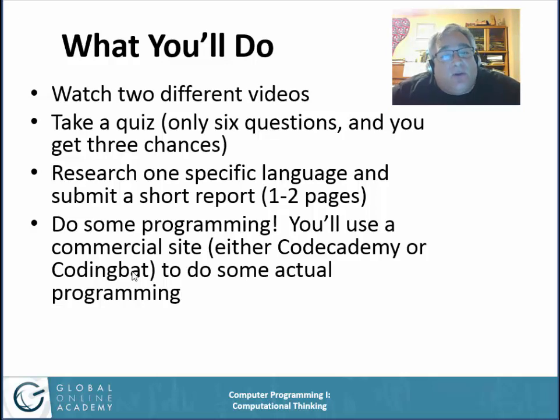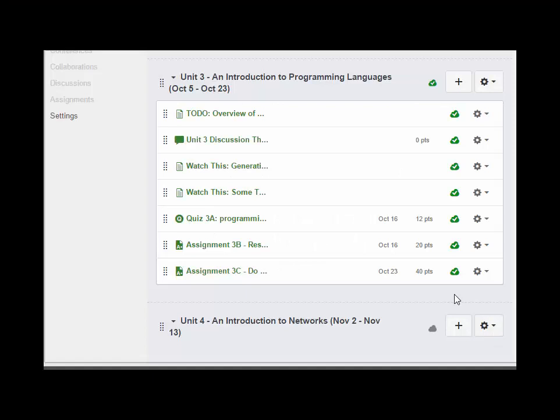So let's take a look now at what you'll see in the GOA Canvas website and what's due when. So here's what you've got coming up. Now my screen looks a little bit different than yours because I've got teacher privileges, but you've got the same modules, the same assignments, same videos that I do. You just don't have all of these little features over on the right. You're right now looking at the overview of Unit 3.